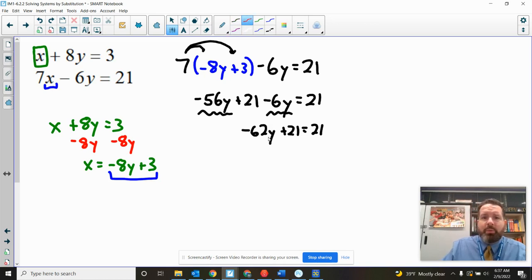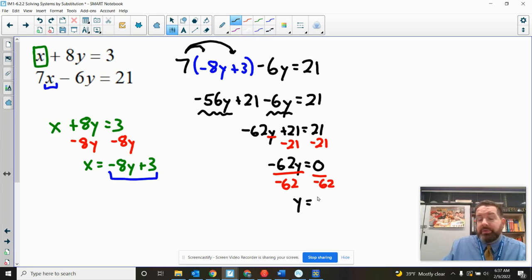I now want to get this y by itself. So first, let's do a minus 21 on both sides of the equal sign. And then a division by the negative 62. We then have y equals 0 divided by any number is 0. So y is the number 0. So for our solution for this system, out of all the possible ordered pairs it could be, we've already narrowed it down. We know that the y coordinate has to be 0.